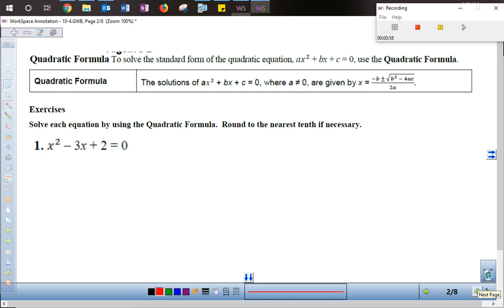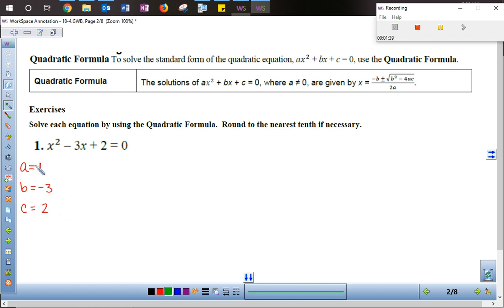So if we look at number 1, it says solve each equation by using the quadratic formula. Round to the nearest tenth if necessary. So I have x squared minus 3x plus 2 equals 0. The first thing we're going to do is identify what our a value, our b value, and our c value are. My a value for this problem is going to be 1. My b value is going to be negative 3, and my c value is going to be 2. So I have a equals 1, b equals negative 3, and c equals 2.